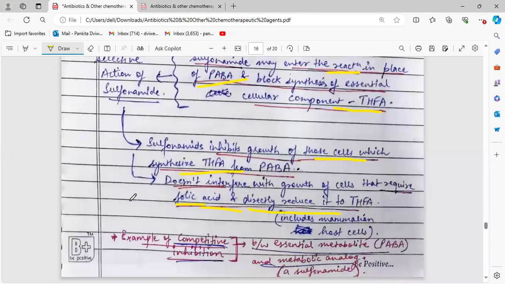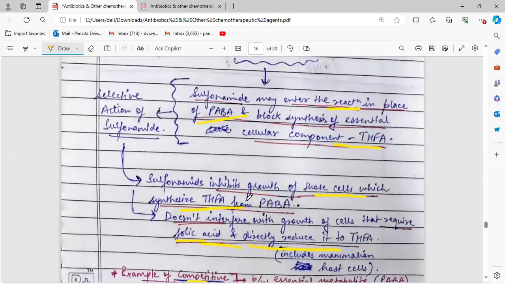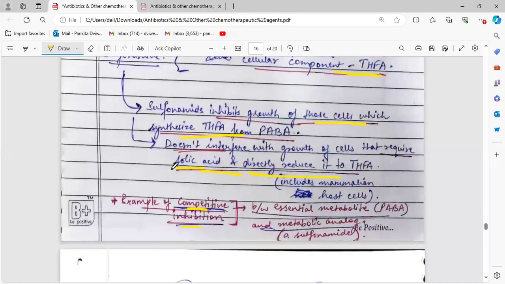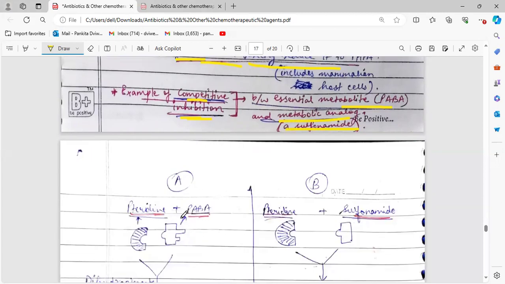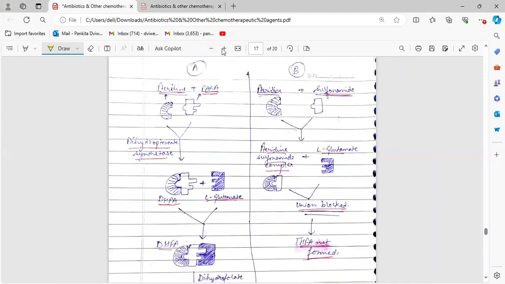The action of sulfonamide is an example of competitive inhibition because the sulfonamide is structurally similar to the PABA molecule, so there is a competitive inhibition between the essential metabolite PABA and the metabolic analog, that is sulfonamide. So here we can see in this diagram how it will be acting.